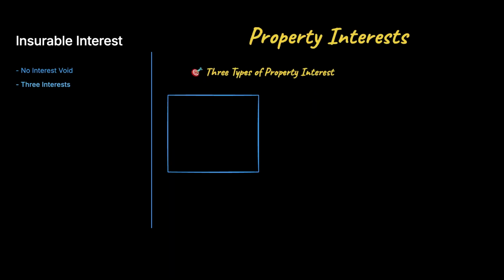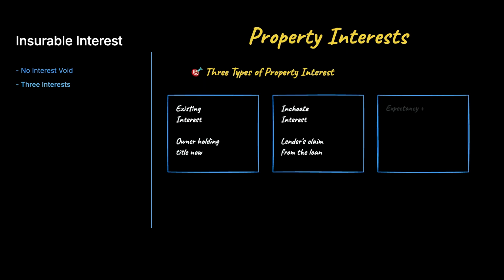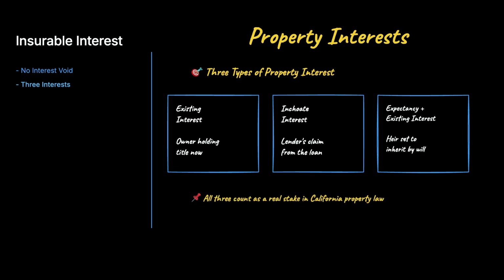So, what counts as a real stake? California recognizes three types of property interest: an existing interest like an owner holding title now, an inchoate interest founded on an existing one, like a mortgage lender whose claim grows from the loan, and an expectancy coupled with an existing interest like an heir set to inherit under a will.